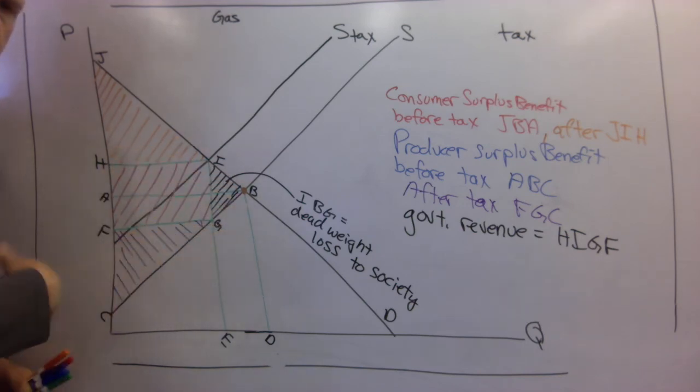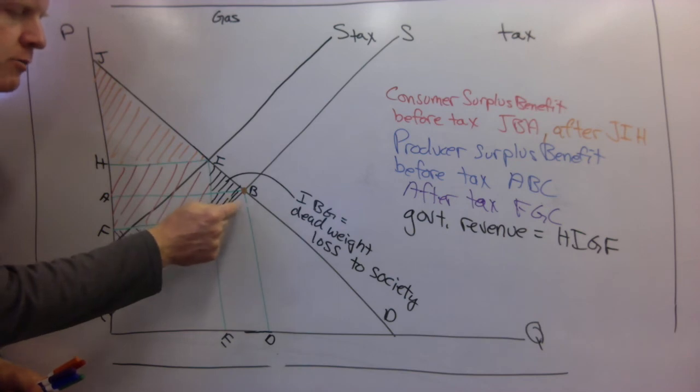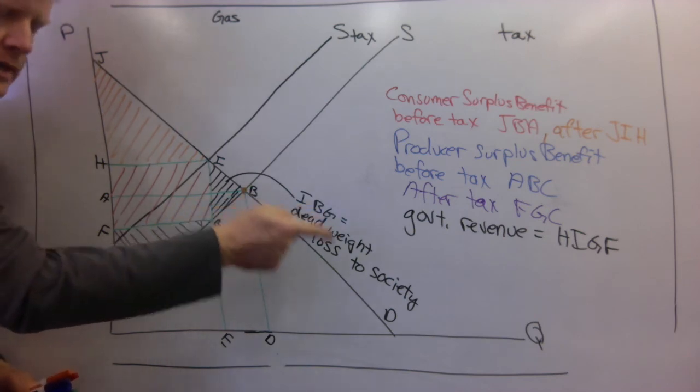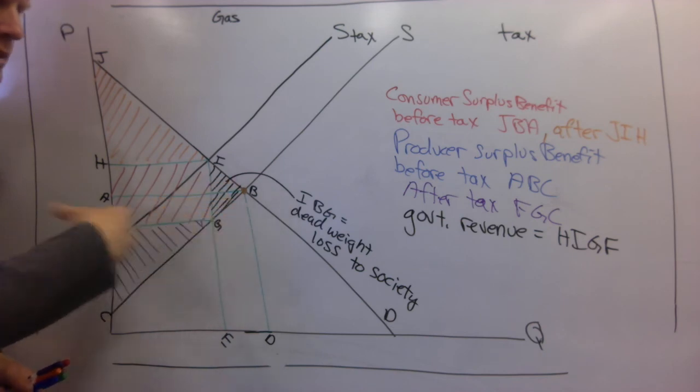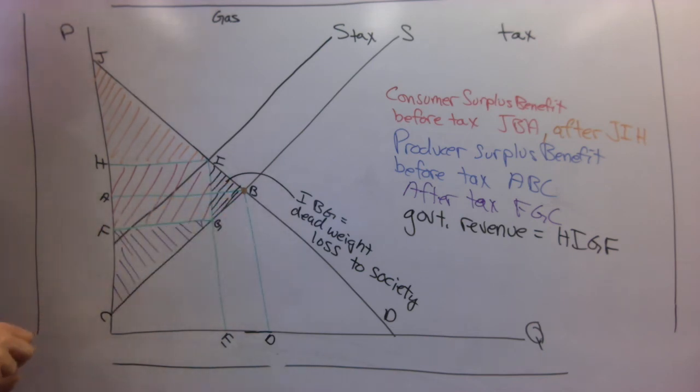Nobody gets it. It evaporates. This is what we call unrealized potential or a deadweight loss. Nobody is able to achieve that. No producer, no consumer, no government. It's value that the market for gas is not able to realize because of the tax.